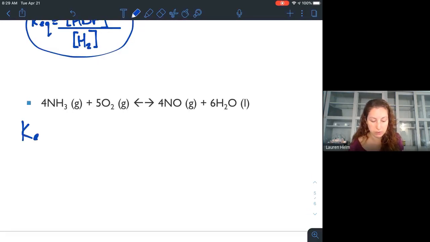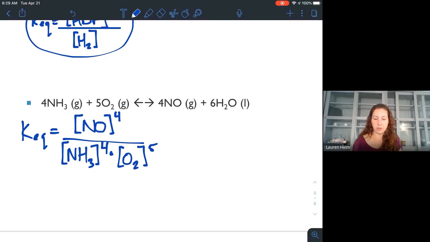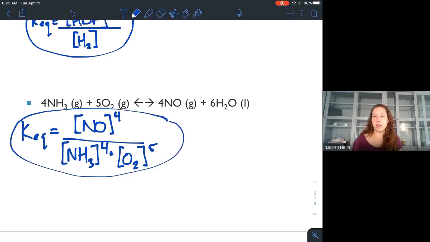The equilibrium constant is equal to the concentration of the products raised to their coefficient. Water's a liquid, so we're going to leave it out, over the concentration of the reactants raised to their coefficients. And there we go. That is our equilibrium expression. So when we want the expression, we're looking for almost like writing a formula, something we could eventually plug into if we know the concentrations.